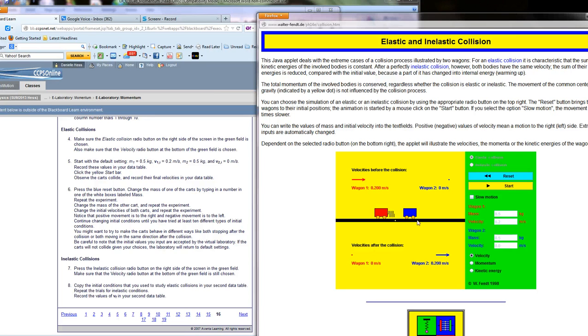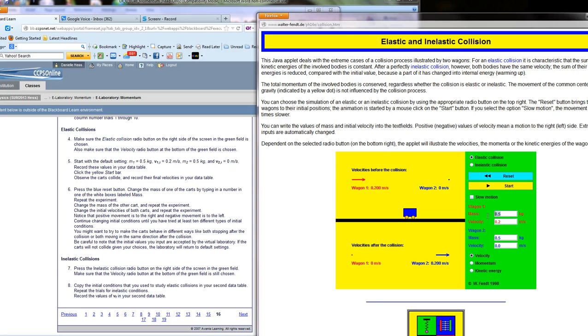You will notice that the two carts are going to collide with each other, and after it is completed, when that little dot finishes, you can look at velocities after the collision, and we'll notice that wagon 1 is at a velocity of 0 and wagon 2 is at a velocity of 0.200 meters per second. You're going to fill these velocities into your chart under velocity 1 final, 1F, and velocity 2 final, 2F, depending on which one you make cart 1 and cart 2.